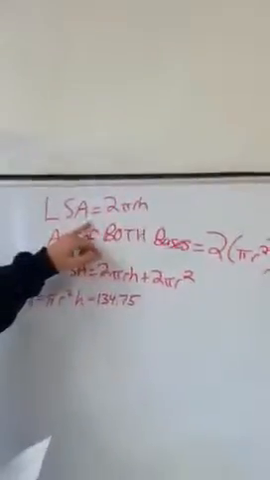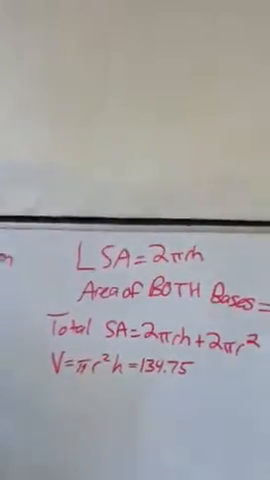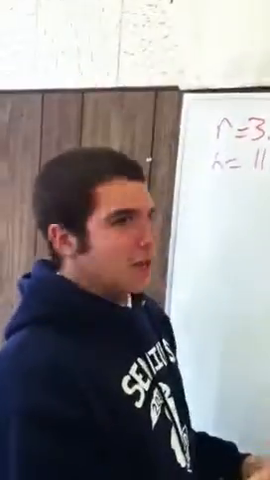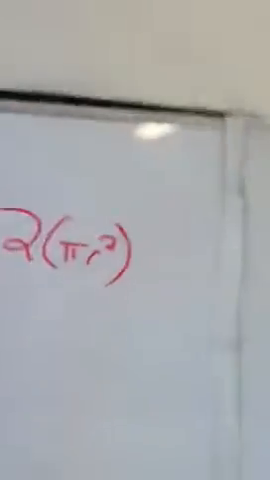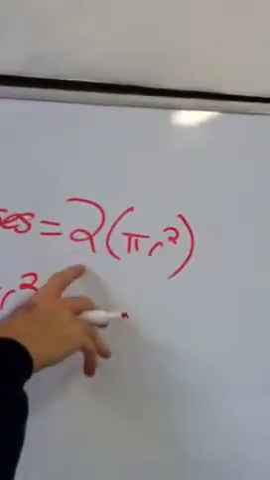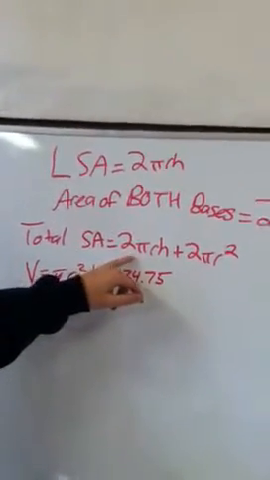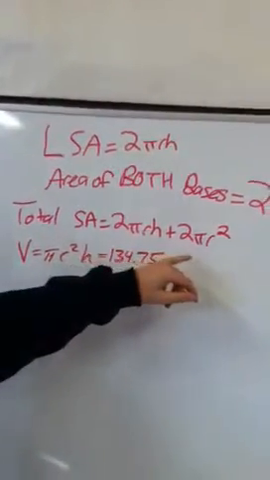So we found the lateral surface area, the equation is 2 pi rh. So that's only the sides of the can. So we need to find the area for the top and the bottom of the can. So the area of a circle is pi r squared, but we had two circles, the top and the bottom, so you had to multiply by 2. So you get 2 pi r squared. And then we get the total surface area, which is 2 pi rh plus 2 pi r squared.